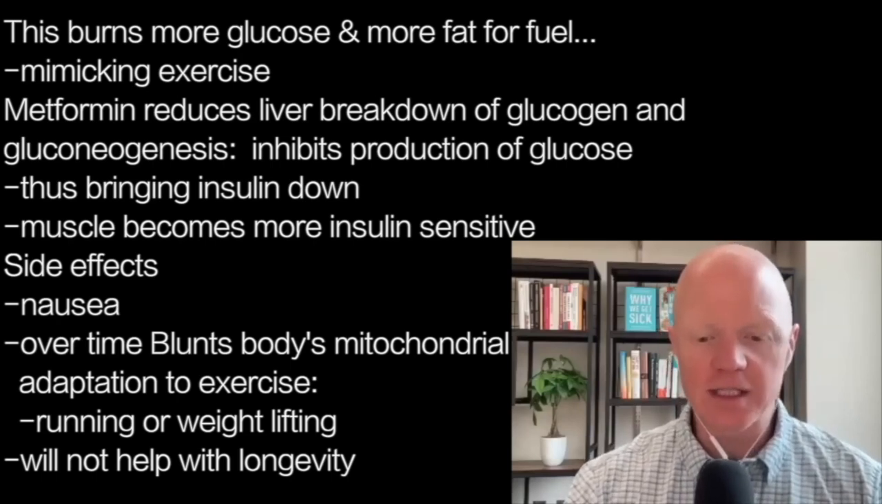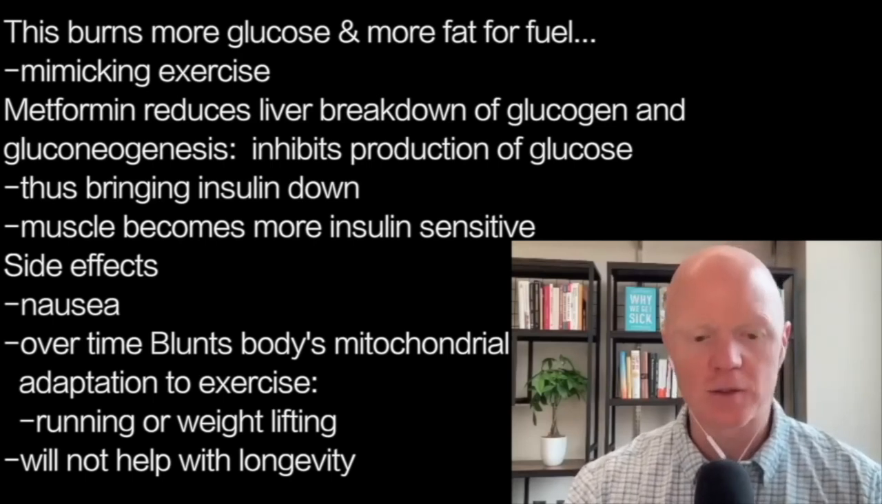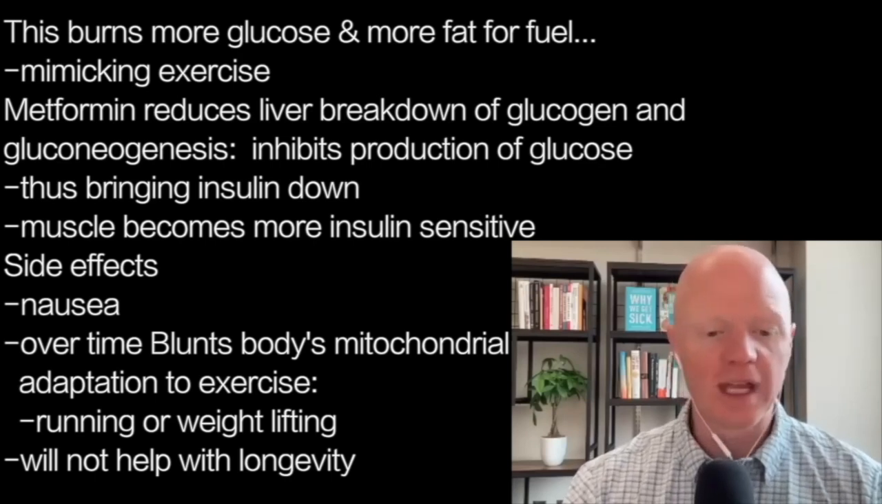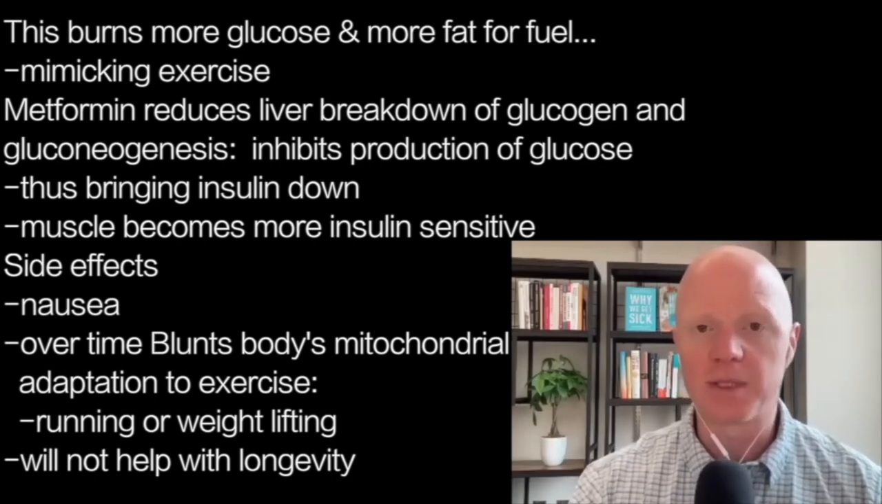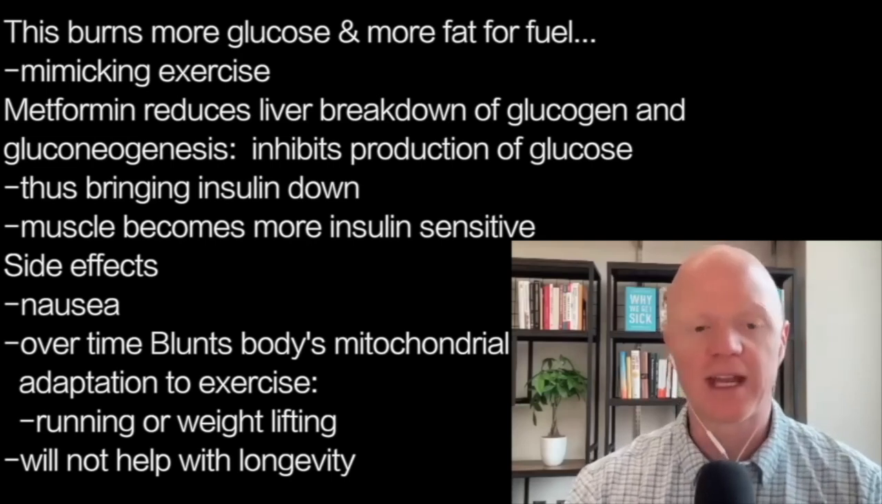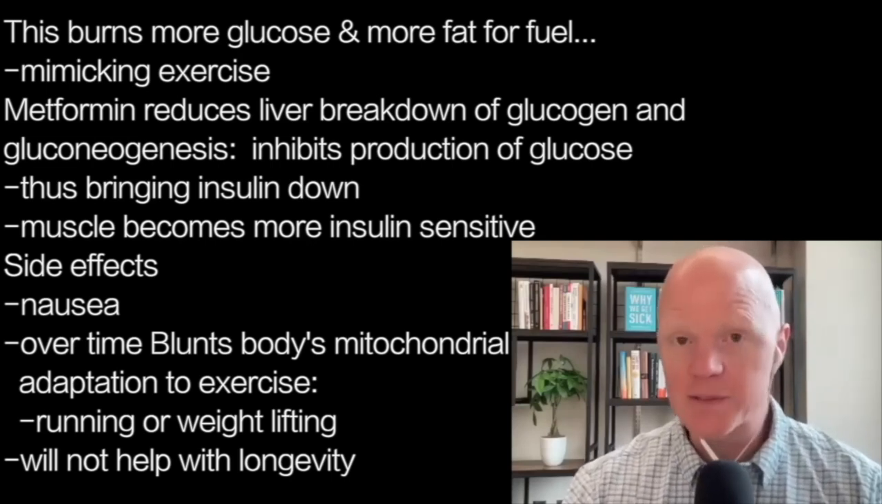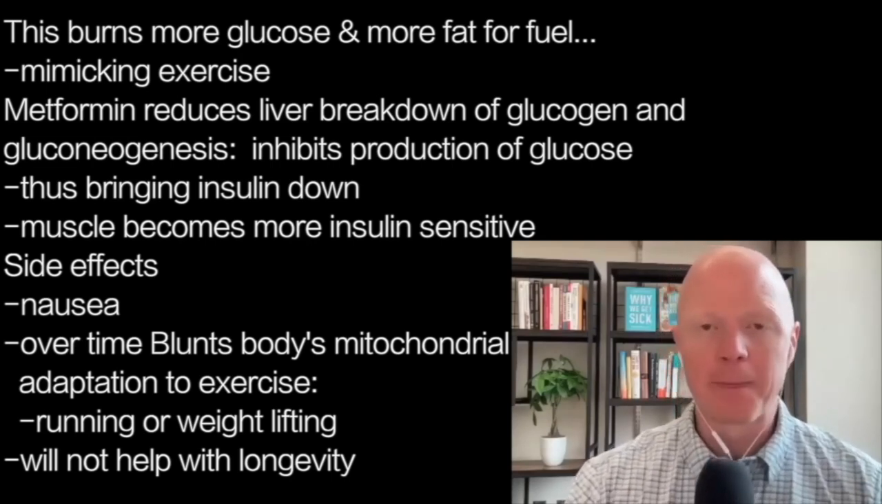So there are studies in humans to show that metformin blunts the mitochondrial adaptations to endurance exercise. So if someone is running or engaging in any kind of aerobic activity, normally you would expect their mitochondria to get better and stronger because of that activity. Metformin stops that. It blunts that from happening.